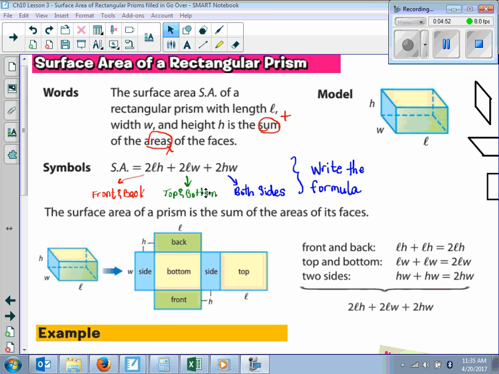Now down here is what this box looks like if it's opened up, okay? For the surface area of the prism, the surface area is the sum of the areas of its faces. So once again, this is what the box looks like when it's opened up. We've got the top and the bottom, the two sides right here and here, and then we've got the front and the back, those two. Okay?